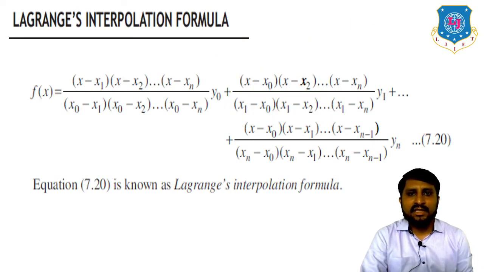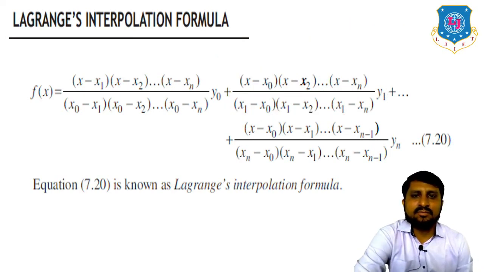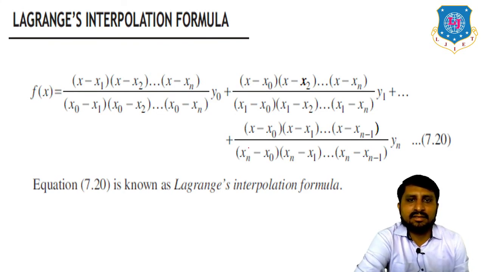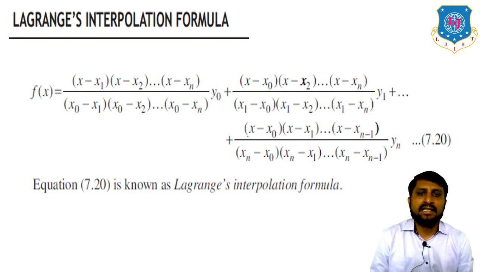And now up to this, so last term is, you can say that in the last term we have skipped xn. So x minus x0, x minus x1 up to x minus xn minus 1. So in the numerator there is no xn, okay? And instead of x, now you have to put xn. So xn minus x0, xn minus x1 up to xn minus xn minus 1, into yn, okay?